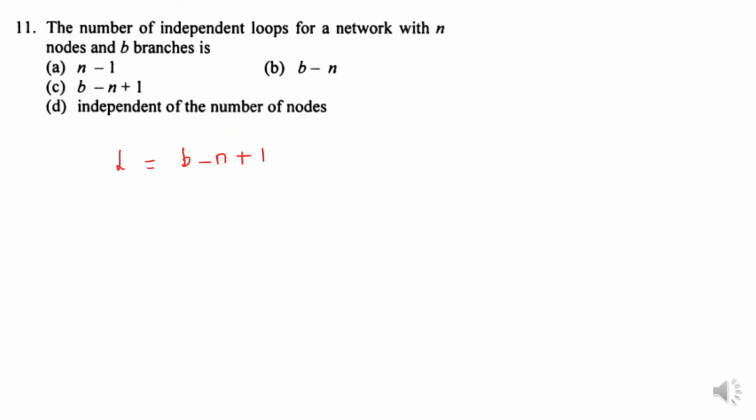Next problem. The number of independent loops of a network with n nodes and b branches is? The formula is L is equal to B minus N plus 1.